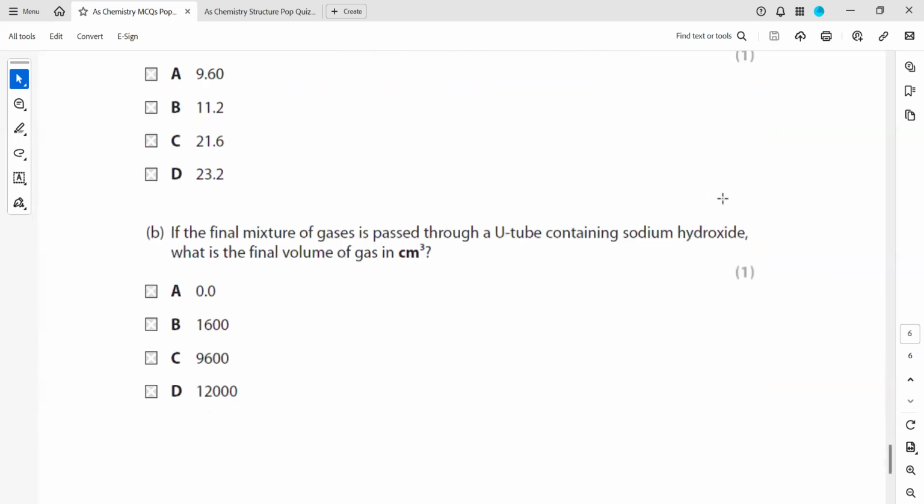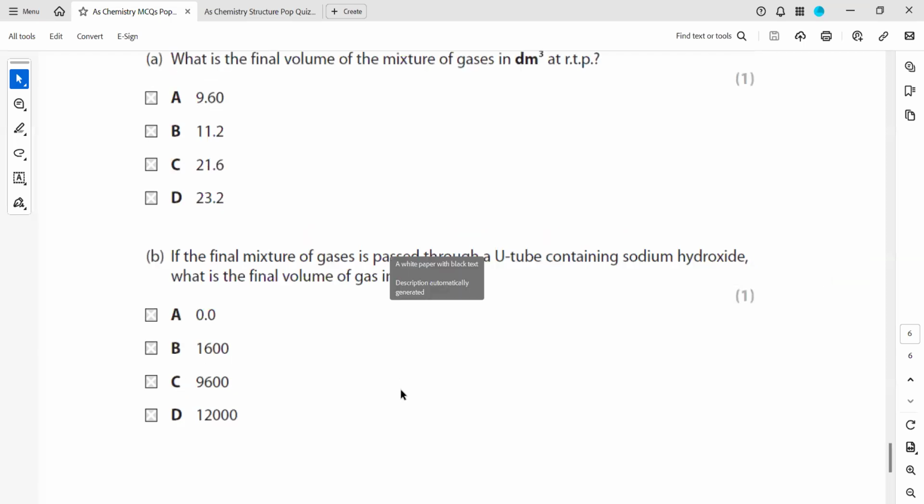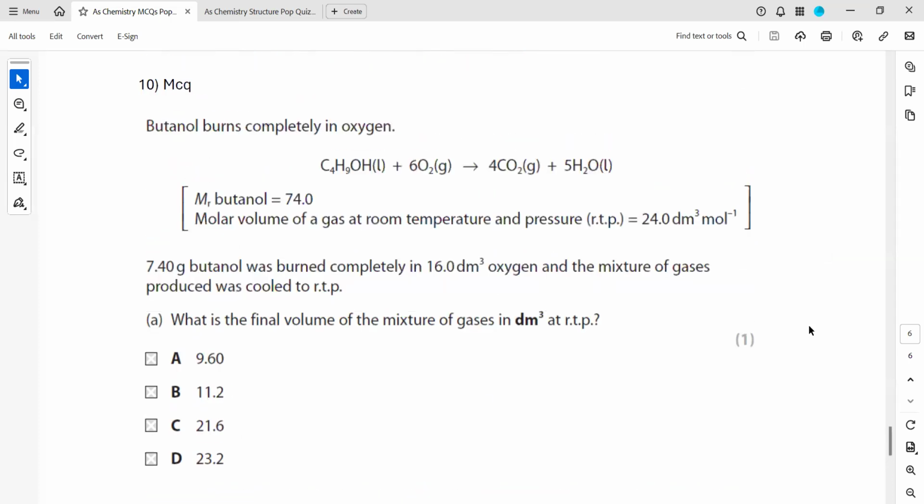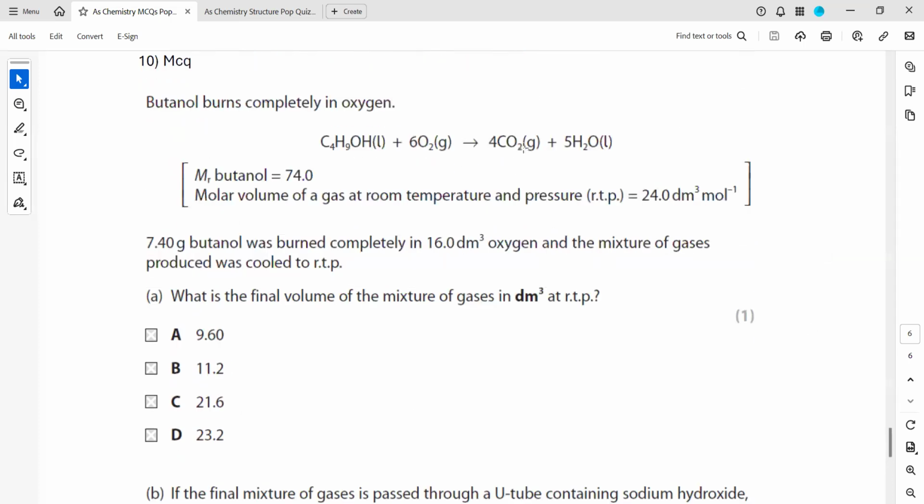If the final mixture of a gas is passed through a U tube containing sodium hydroxide, what is the final volume of a gas in cm cube? A and B, okay. Remember one thing, this is a combustion reaction. We have butanol which burned completely. 7.4 grams of butanol was burned completely in 16 dm cube of oxygen. The mixture of the gases produced was cooled. What is the volume of the mixture of gases in dm cube at room temperature and pressure?